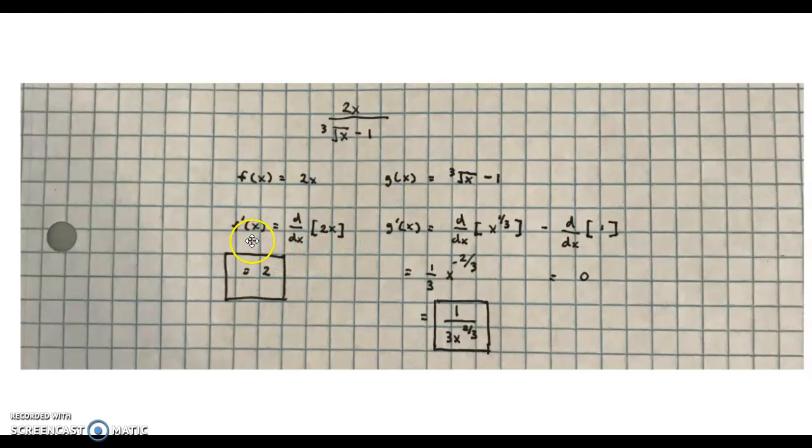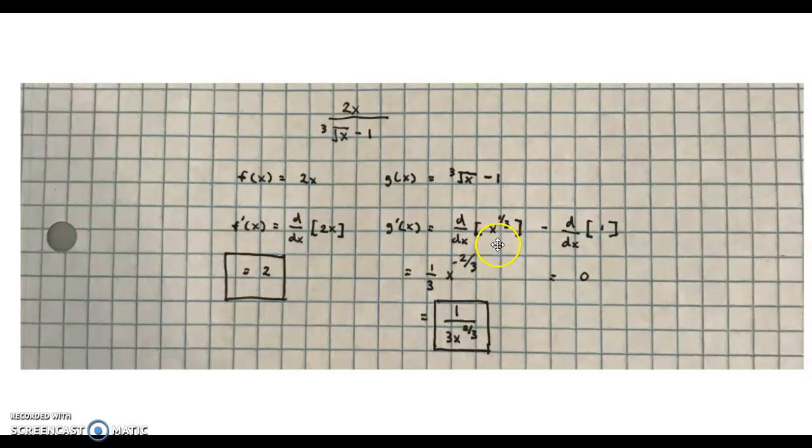And then we need to calculate the derivative of f of x, and we get 2. And to calculate the derivative of g of x, we need to split up the problem into the derivative of x to the power of 1/3, or cube root of x, minus the derivative of 1. We can do this, or it's plausible, because of the difference rule.